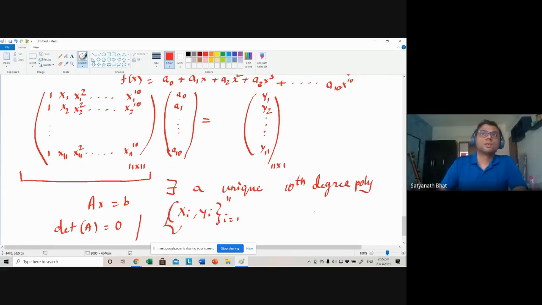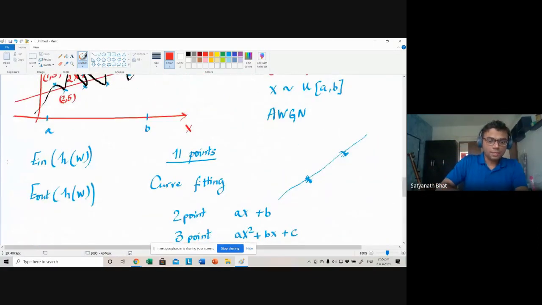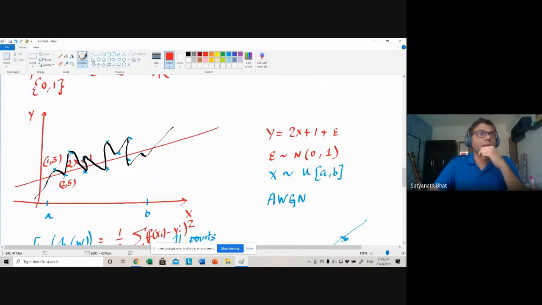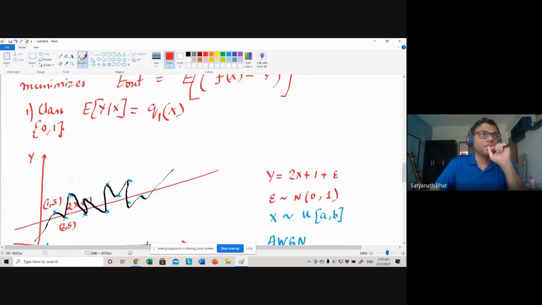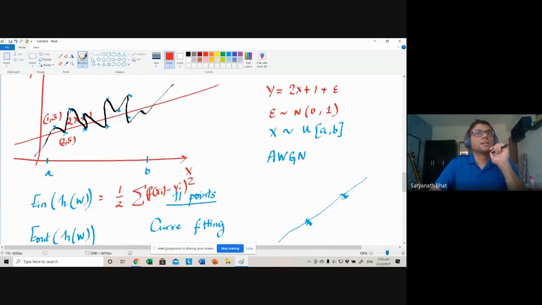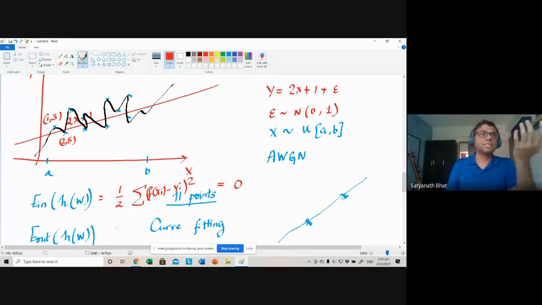Yes, sir. Okay, so why all this story I told is because E in of h is basically trying to minimize this, the performance of f of xi minus yi square. If I use my Lagrange interpolation formula and ensure that the curve is exactly passing through all the points, what is E in of h? 0. But is it realistic to assume that E out of h is 0? Because E out is still this.